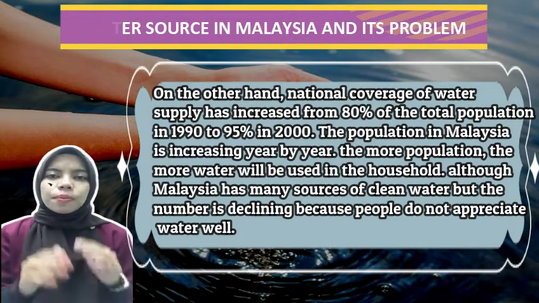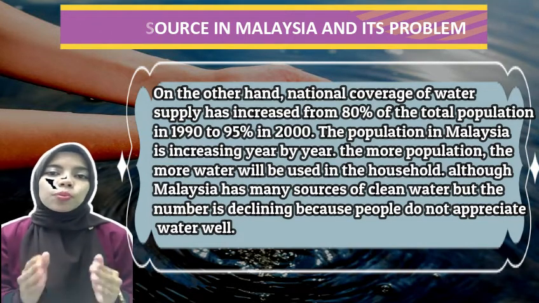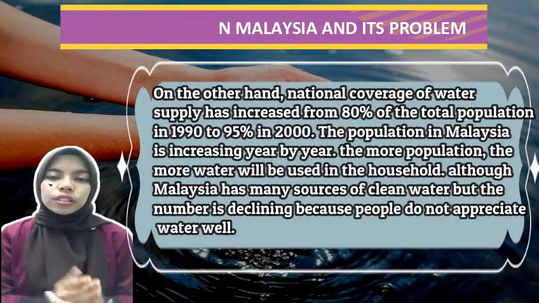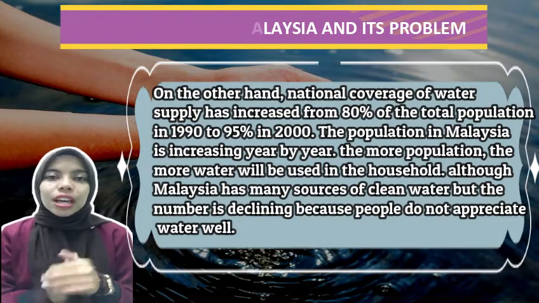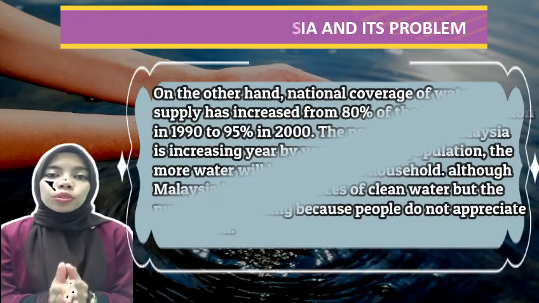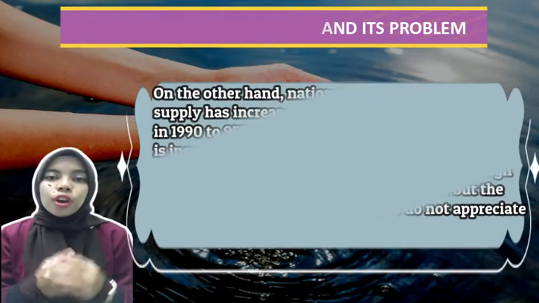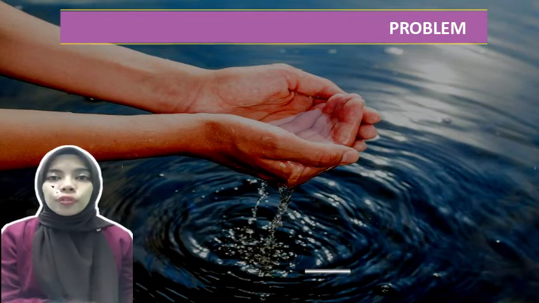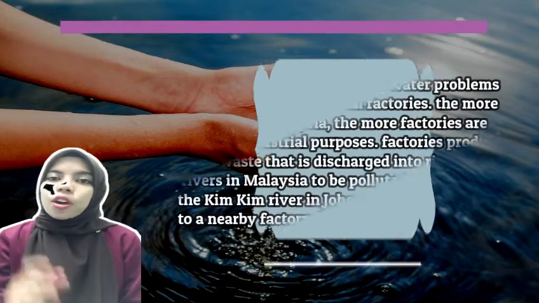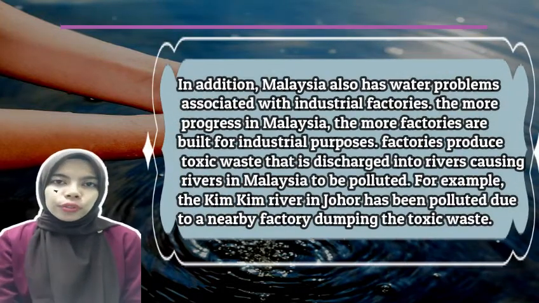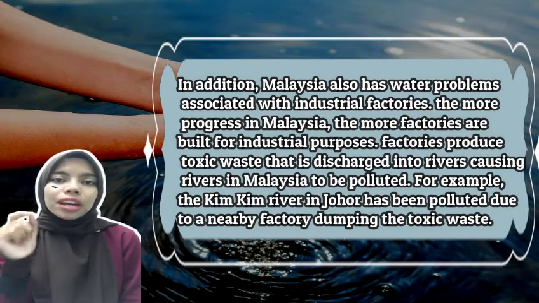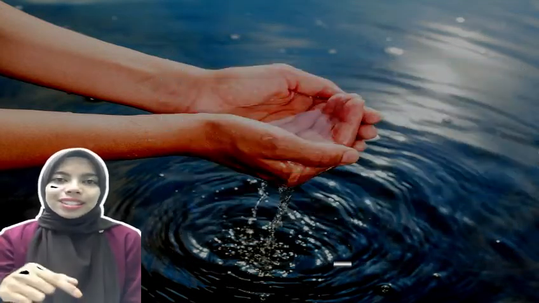In addition, Malaysia also has water problems associated with industrial factories. The more progress in Malaysia, the more factories are built for industrial purposes. Factories produce toxic waste that is discharged into rivers, causing rivers in Malaysia to be polluted. For example, the Kim Kim River in Johor has been polluted due to a nearby factory dumping toxic waste.